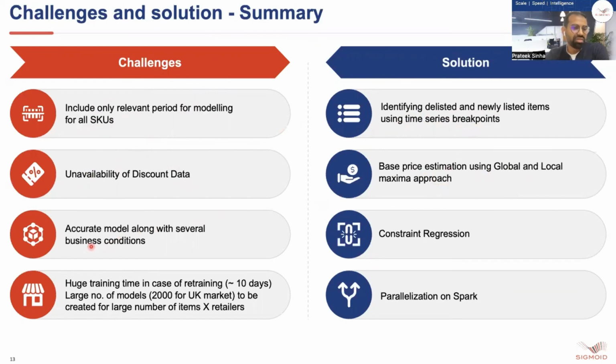Next, we had to do accurate modeling for thousands of products along with several business conditions. For that, we used constraint regression, and the major challenge was huge training time, close to 10 days for large markets. In order to optimize this, we used Spark parallelization.